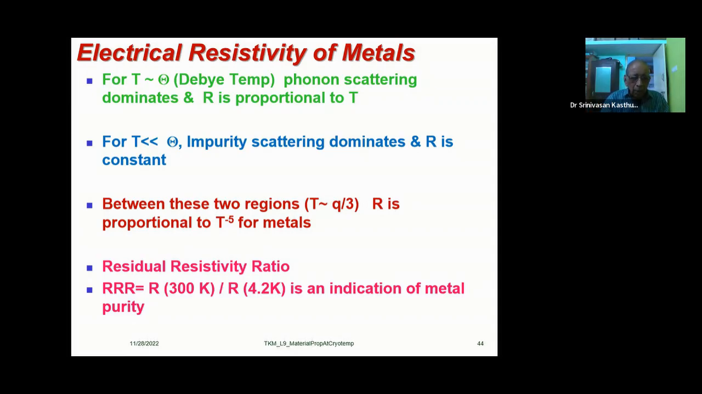Okay. Now, in between these two regions, say T is of the order of theta by 3, R is proportional to T to the power minus 5 for metals. So residual resistivity ratio is an indication of the purity. I told you about what is RRR? It is R at 300 Kelvin divided by R at 4.2 Kelvin.